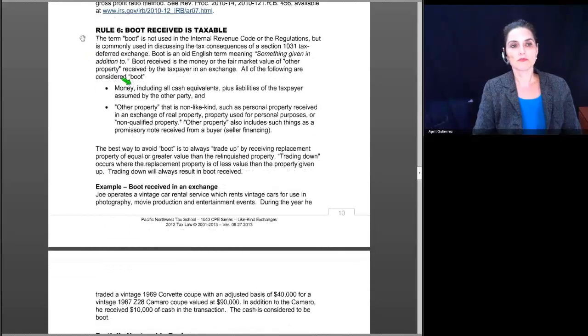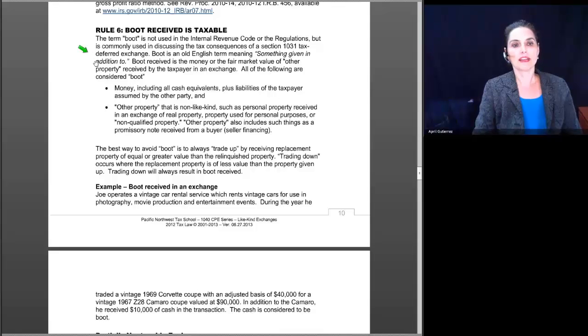The next rule is rule number 6. Boot received is taxable. The term boot is not used in the Internal Revenue Code or in the regulations, but it is commonly used in discussing the tax consequences of a 1031 tax-deferred exchange. Boot is an Old English term meaning something given in addition to.